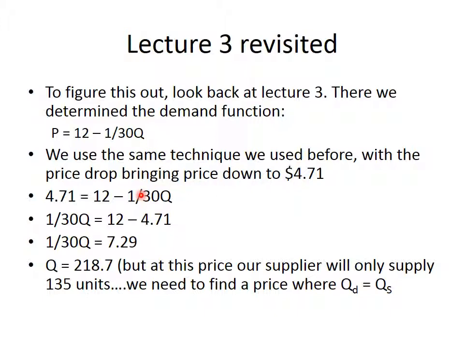The problem is that look at what happens to the demand. 4.71 equals 12 minus 1/30th Q. We do the math like we did before. We bring Q over here. We bring the 4.71 over here. 1/30th Q equals 7.29. We run through the math. And that means that the demanders, the customers, are now going to demand 218.7 sandwiches. The problem is that as the supplier, I'm only willing to supply 135. They now want 218.7. That creates a problem.